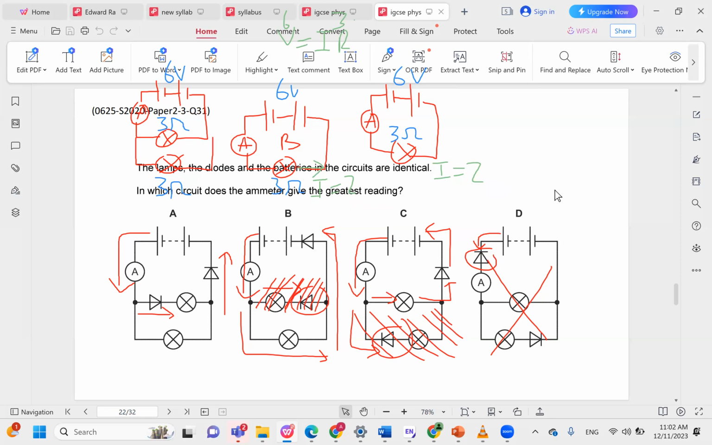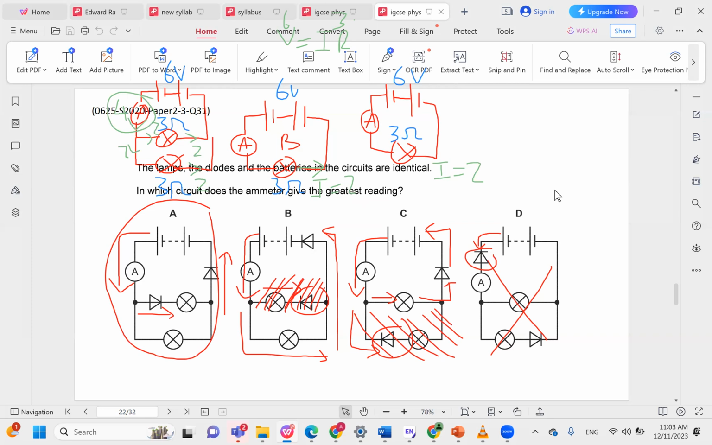In A, however, the current here is 2, and the current here as well is 2. So the total current flowing in that would branch and give me 2 here and 2 there, so it has to be 4. So the current in this ammeter is 4. Therefore, the circuit that has the greatest ammeter reading would be circuit A. This is the scientific way of doing it.